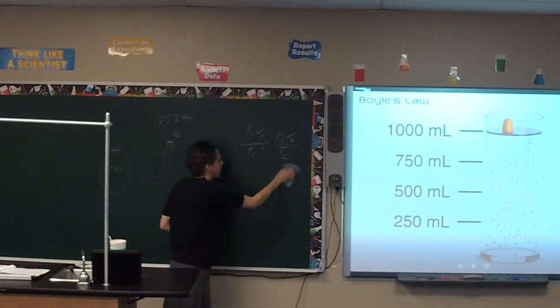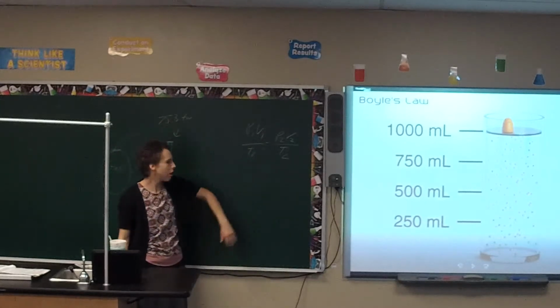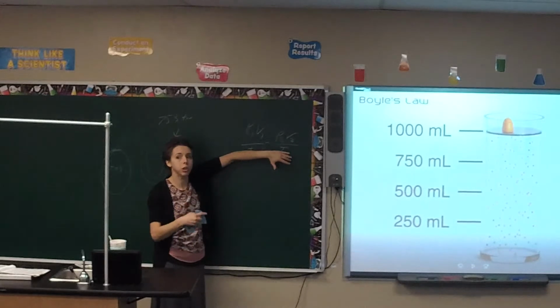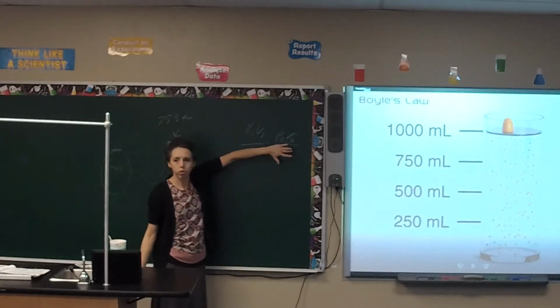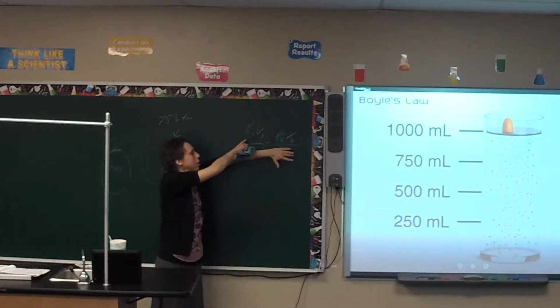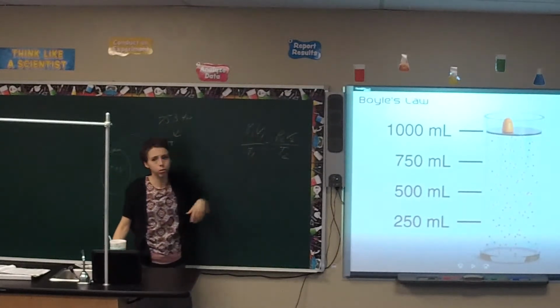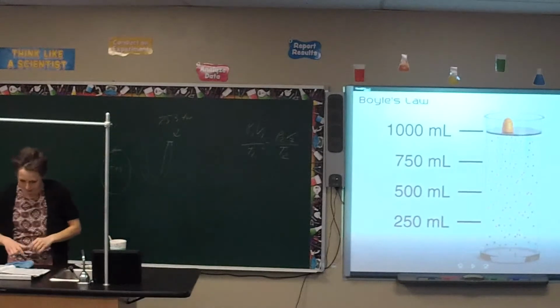So if you use the combined gas law, just make a little note: I don't worry about the bottom. If it's at a constant temperature, it's not changing, so I don't have to worry about it. I just worry about the top part: P1 times V1 equals P2 times V2. That's Boyle's law, but I can just use that part of it.